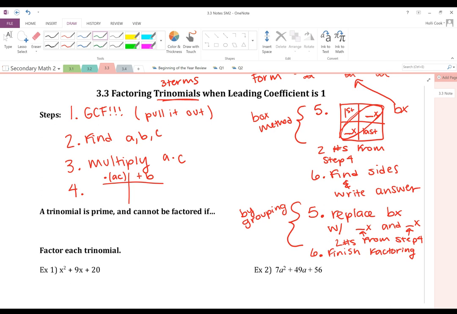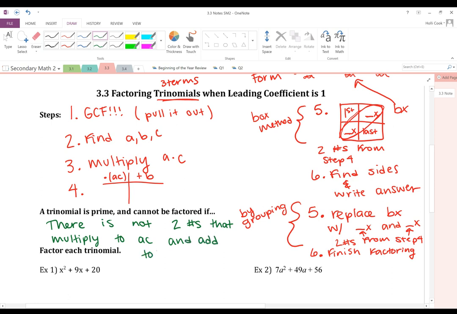Now, a trinomial is prime and cannot be factored if there are not two numbers that multiply to AC and add to B. So if your step 4 doesn't work, then that means it's prime and you cannot factor it. You can't go on, so that means you're just done right there.